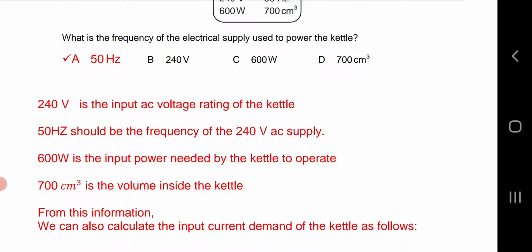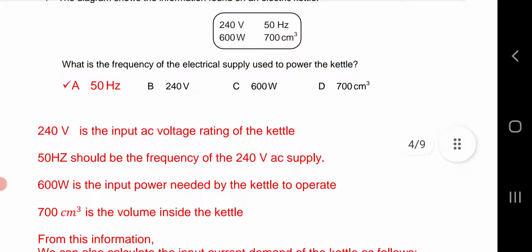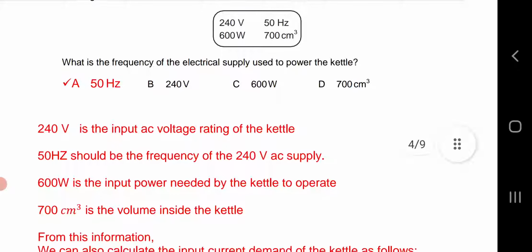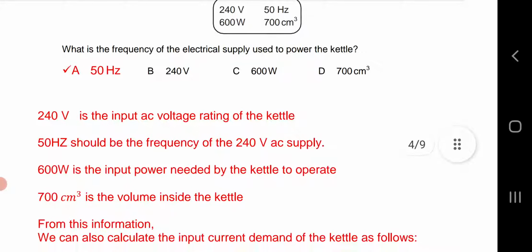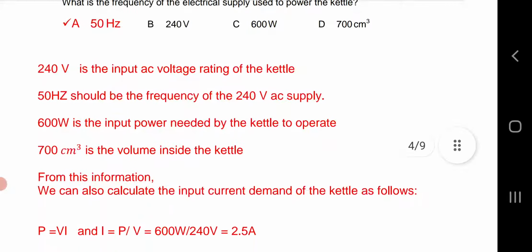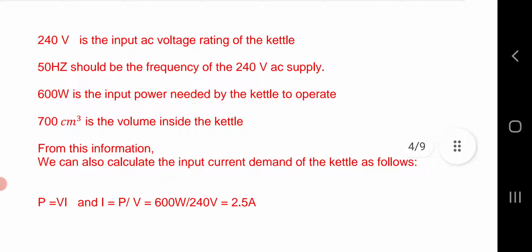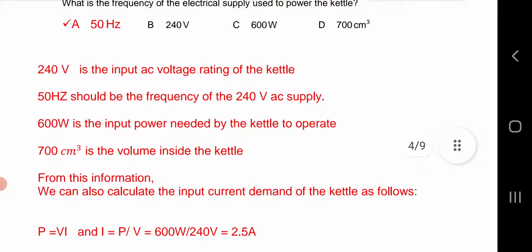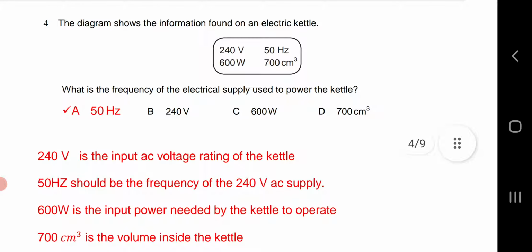And from this information we can also calculate the input current demand of the kettle. Power is given as 600 watt, voltage is given as 240 volts. So input current can be calculated using the formula power is equal to VI. So I is 2.5 ampere. So the answer is option A, 50 Hz.